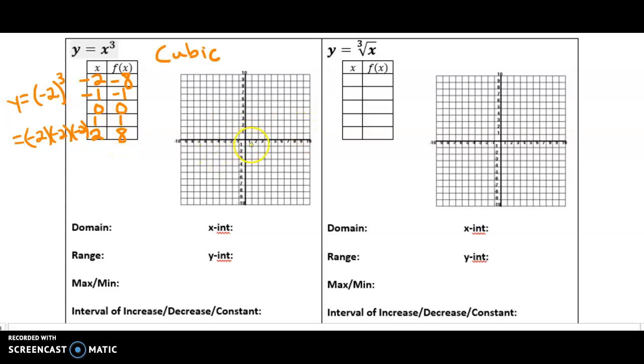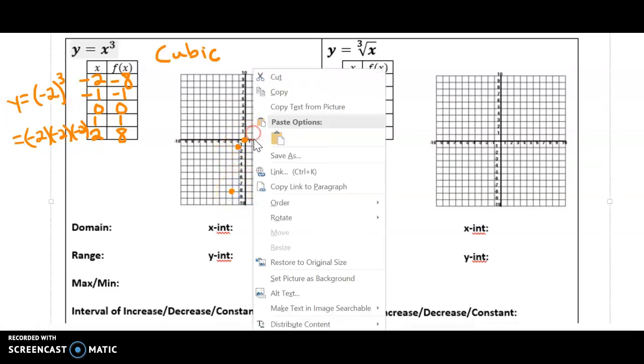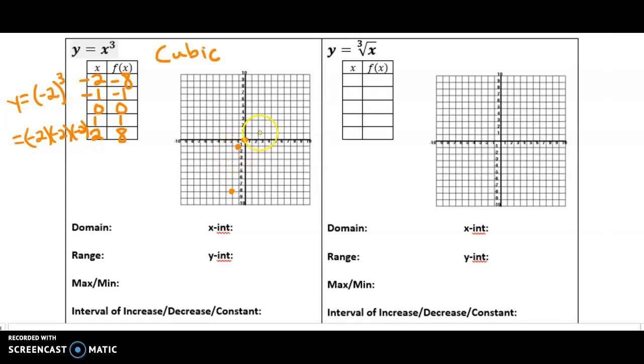And so when we graph these points, -2, -8, wow, that's way down there. -1, -1. 0, 0. 1, 1. And then 2, 8. We begin to see what our cubic function looks like. Connect those dots. Boom. This is the general shape of our cubic function.